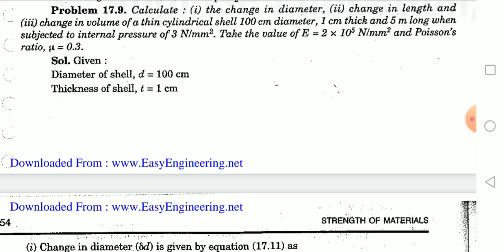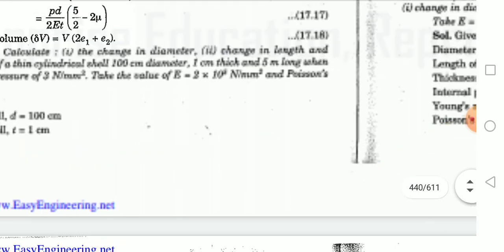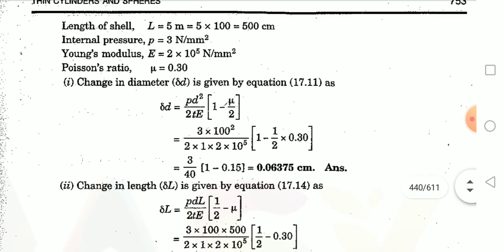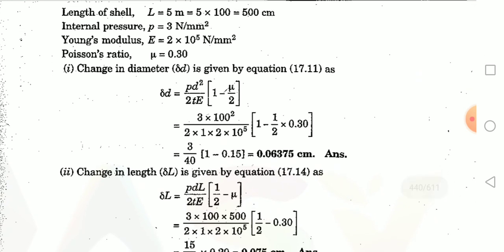So diameter of the shell D is 100 centimeter, thickness of the shell is 1 centimeter, and length of the shell L is equal to 5 meter, which is also 5 into 100 centimeter, therefore 500 centimeter. Now internal pressure P is given as 3 Newton per millimeter squared. Young's modulus is given as 2 into 10 power 5 Newton per millimeter squared. Then Poisson's ratio mu is 0.3.